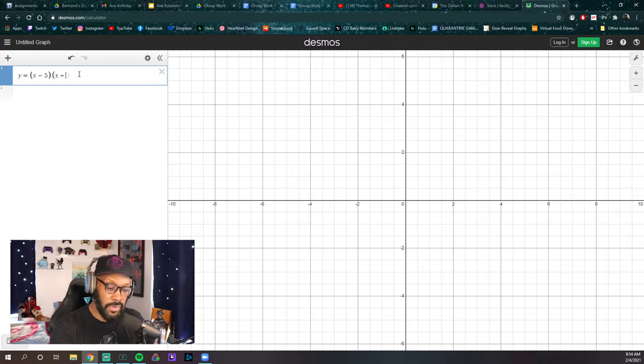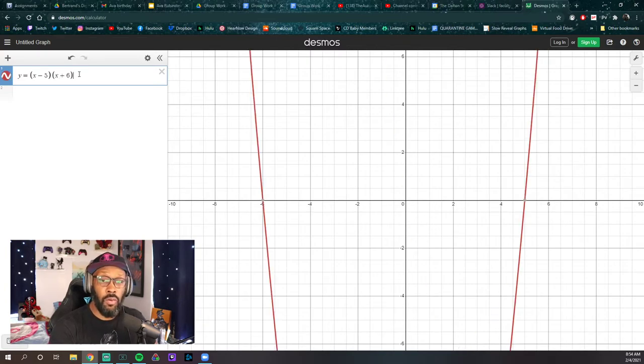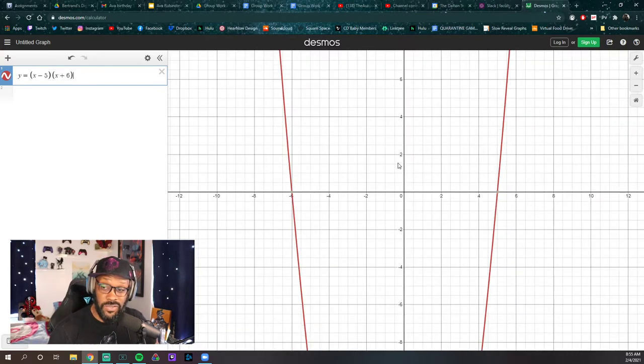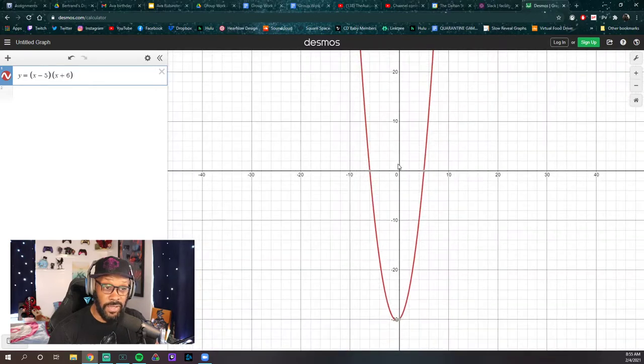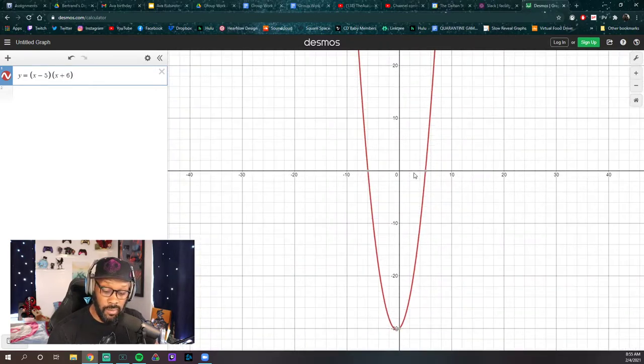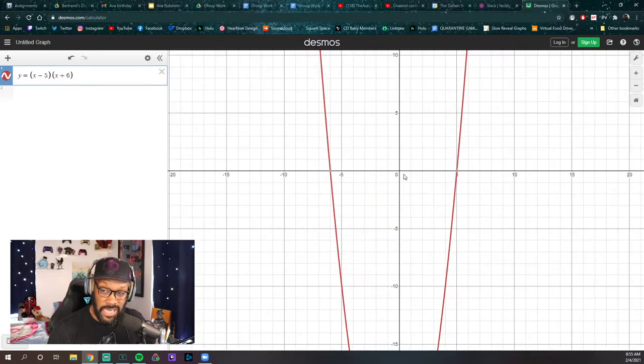I'm going to get my x plus 6 here. Remember, Desmos.com, you don't need a login. You can literally just go to Desmos.com and go to the graph calculator, and you can totally see this for yourself. Now, I'm going to zoom out here just so we can see that. This is a huge graph. If I zero in and I get to the negative 6, I should see a 0. And if I go over to the 5, I should see a 0.